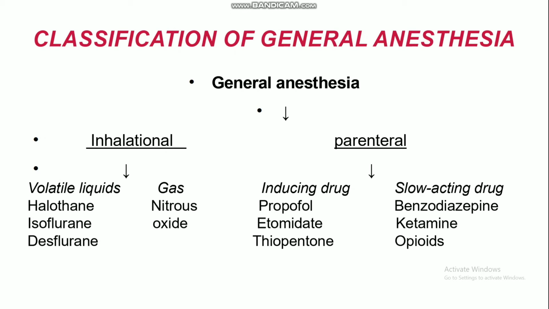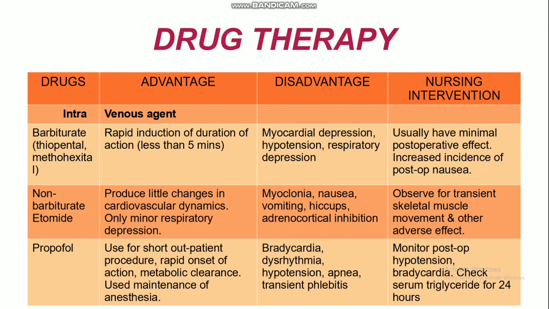And then in the parenteral, you can see the inducing drugs. The inducing drugs are propofol, etomidate, thiopental, and the slow acting drugs are benzodiazepine, ketamine, opioid. And for general anesthesia, mainly the common combination is propofol with nitrous oxide.